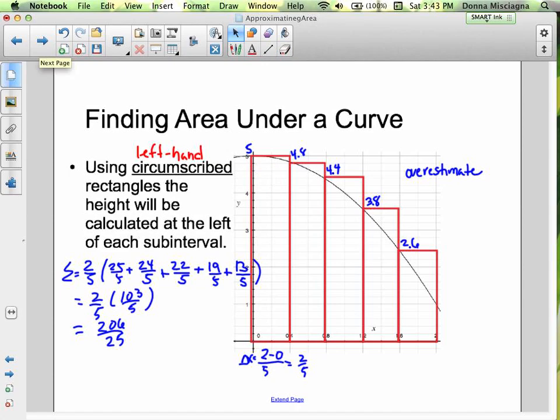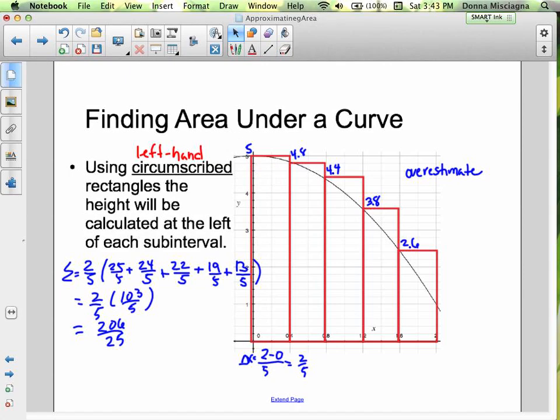All right, so now we change those to fifths, so it makes it nice and easy to add them up. So we have 25 fifths plus 24 fifths plus 22 fifths plus 19 fifths plus 13 fifths. Then we add them up, we get 103 fifths. We multiply by the change in x, 206/25. This time it's an overestimate, right?